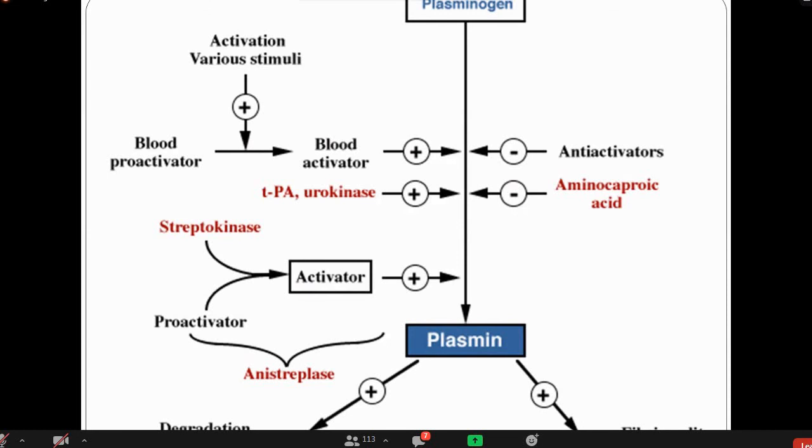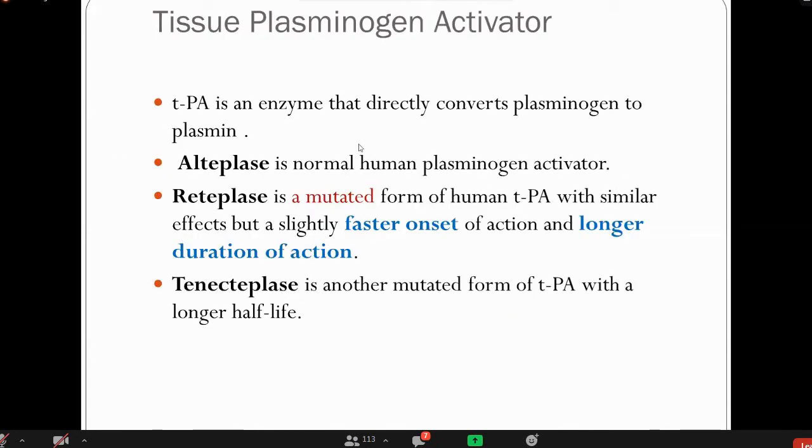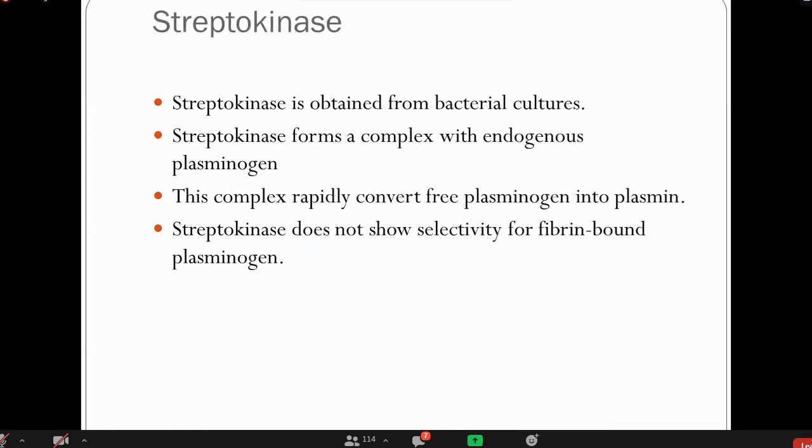Tissue plasminogen activator is an enzyme that directly converts plasminogen to plasmin. Examples are alteplase, which is the normal human tissue plasminogen activator. Reteplase is a mutated form of human tissue plasminogen activator with similar effect but a slightly faster onset of action and longer duration of action. Tenecteplase is another mutated form of tissue plasminogen activator with a longer half-life.